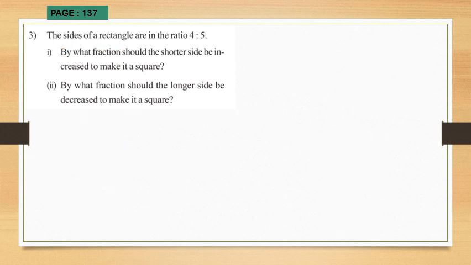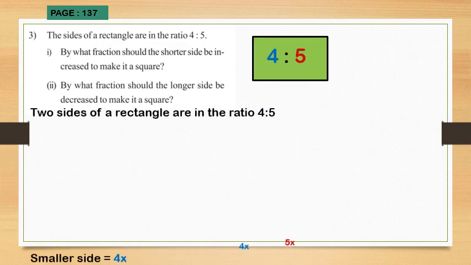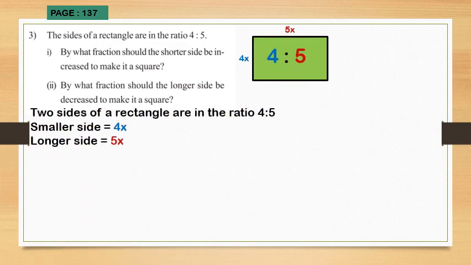In such a way, let us do the second sub-question. By what fraction should the longer side be decreased to make it a square? From the question, let us write the sides of a rectangle are in the ratio 4:5. So let us take smaller side equal to 4x and longer side equal to 5x. See our second sub-question again. By what fraction should the longer side be decreased to make it a square?